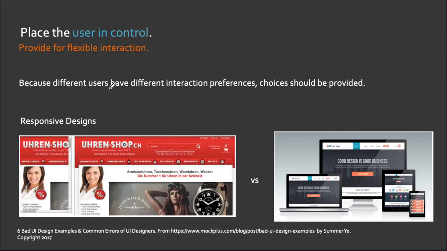Next principle, this is still under user is in control. So we need to provide flexible interaction. Because different users have different interaction preferences, choices should be provided. It is a must, especially for shopping cart websites or applications whose target audience are coming from mobile. So for example, if we talk about responsive designs, make sure that if you develop a software or an application, it's not only intended for mobile, right? Especially in e-commerce, your platforms should not be intended only for online or websites, but also for mobile apps as well.